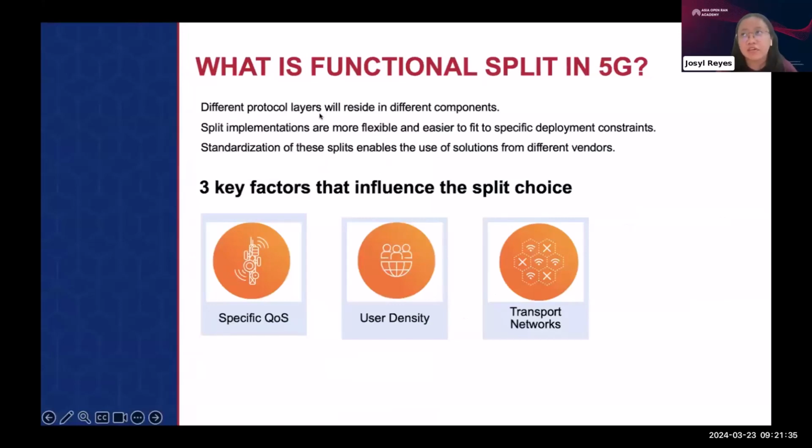Different protocols, different functions will reside in any of the three components. And depending on the split implementation, there may be more specific to certain deployment scenarios and things like that. It's really more on optimizing what you already have and to ensure that it fits your use case. Because other operators may have different use cases. Maybe in certain areas there may be more end users, or maybe they have fewer end users in that area, but it is far away from the main office or things like that.